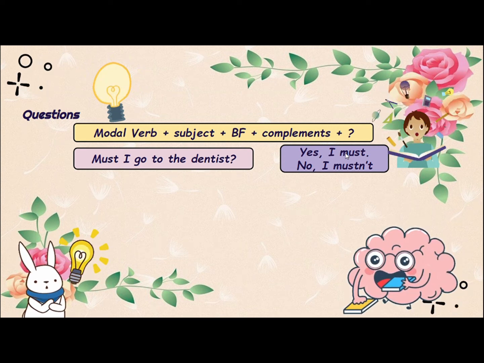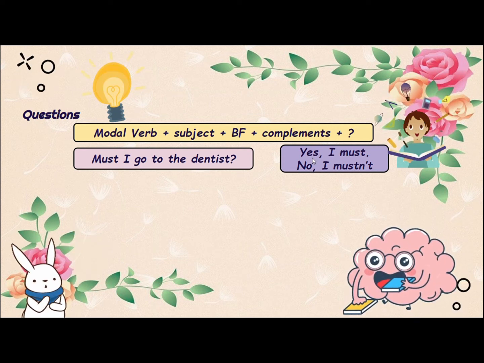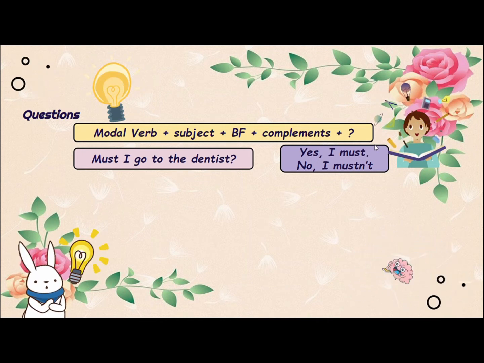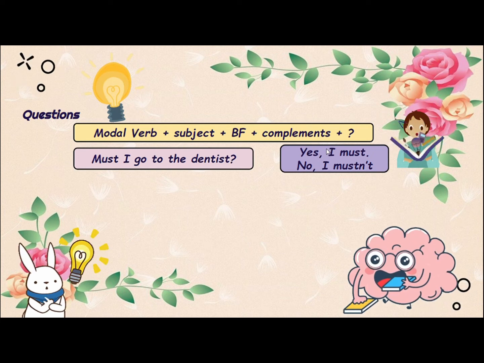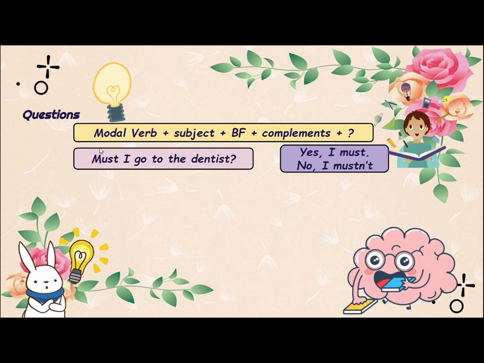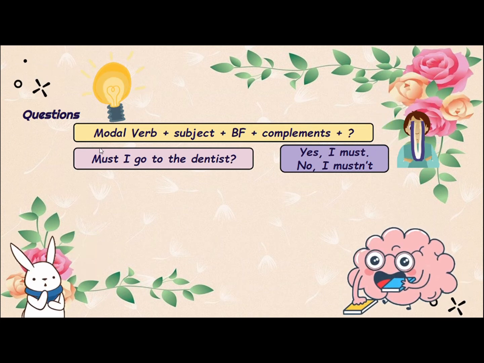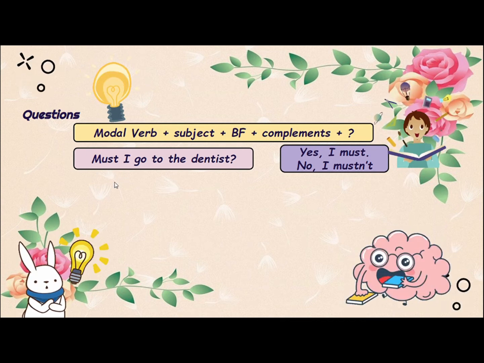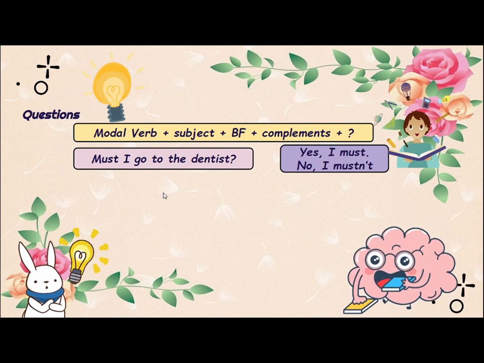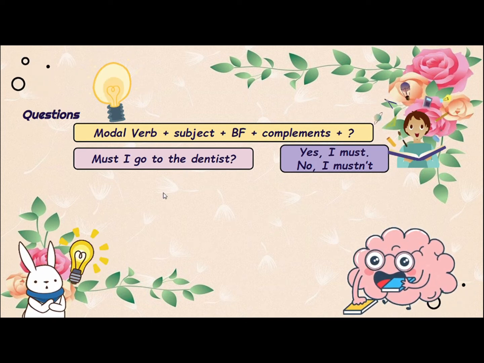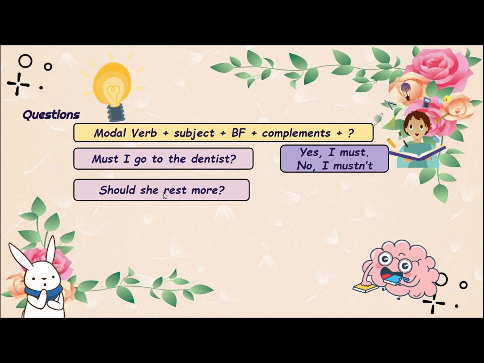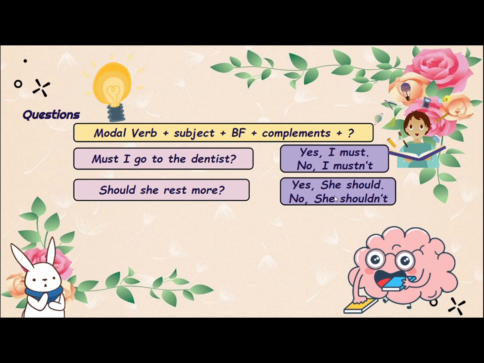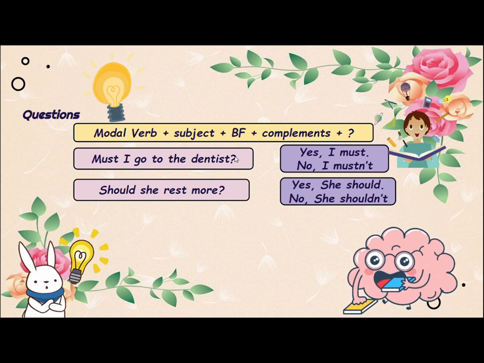Please pay attention in this part. For the short answers, we use the same modal verb that we had used in the question. Another example. Should she rest more? Yes, she should. No, she shouldn't.